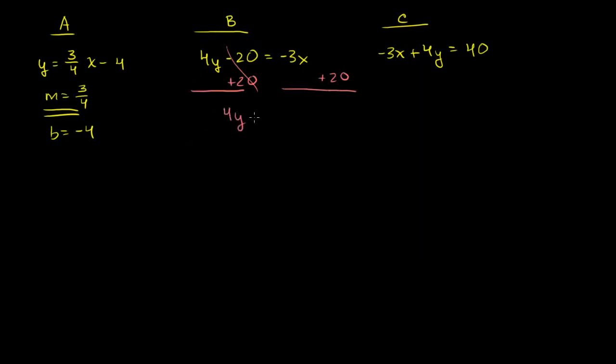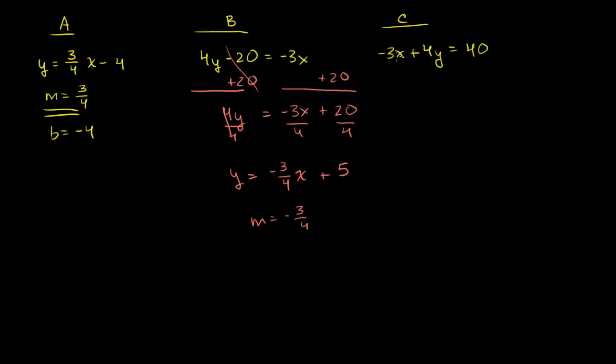You get 4y is equal to negative 3x plus 20. And now we can divide everything by 4, just dividing both sides of this equation by 4. We are left with y is equal to negative 3/4 x plus 5. So in this case, the y-intercept is 5. But most importantly, the slope is negative 3/4. So it's different than this guy. This is negative 3/4. This is positive 3/4. So these two definitely aren't parallel.